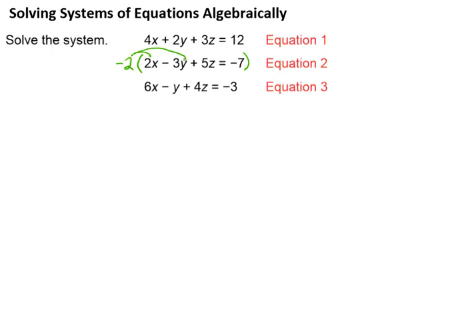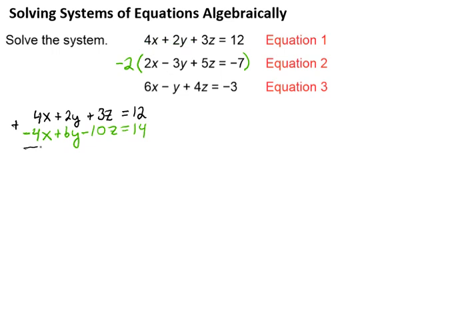So this -2 is going to distribute to all of these pieces right here. So that's going to give me -4x plus 6y minus 10z equals +14. And now I'm going to rewrite that first equation, which was 4x plus 2y plus 3z equals 12. All right, so I'm going to get rid of these marks right here just so we can see a little bit better. Now I'm going to add these together.